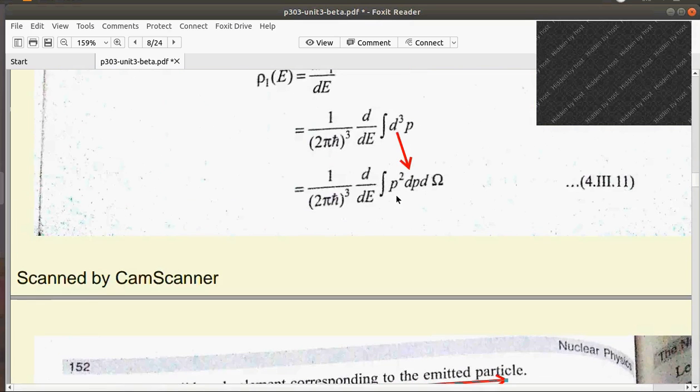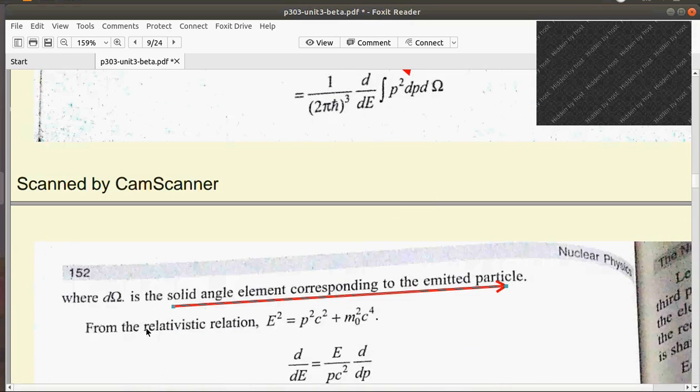Basically what happens is the momentum variable p square and dp, so changing momentum is mentioned here. And then when it is momentum, in what direction this particle is emitted is taken care of by the solid angle element. So the whole 3-dimensional space is considered by this expression.